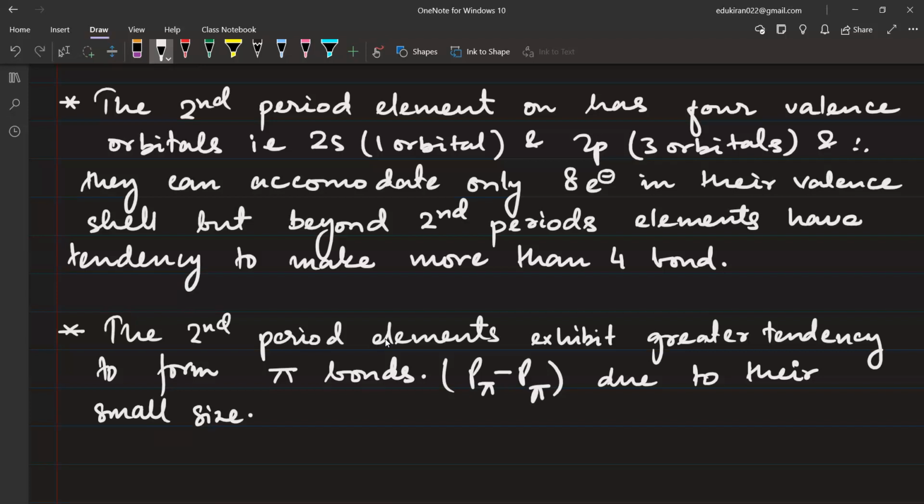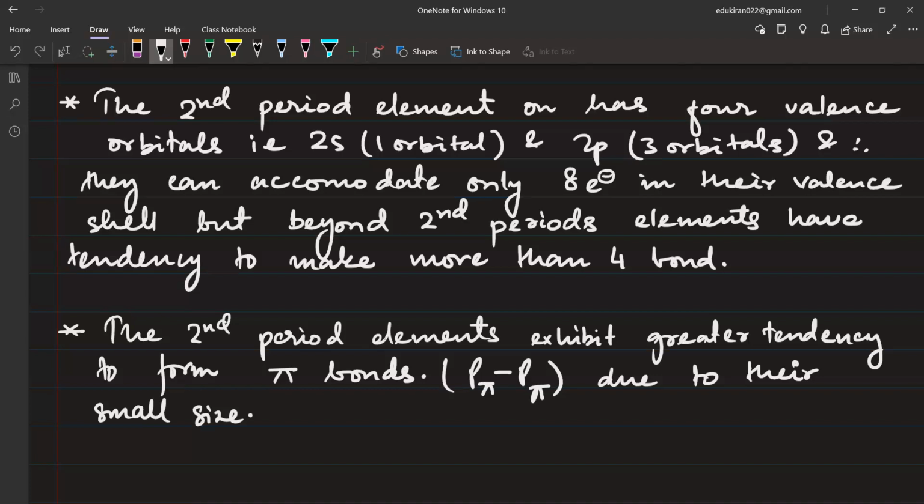ठीक है, तो what are the differences? First difference is that if I look at the group 1 and group 2, so lithium and beryllium, they form covalent compounds, and rest of the subsequent elements, they form more of ionic compounds. But if I look at the second period elements, they cannot form more than 4 bonds. That means they cannot have more than 8 electrons in their valence shell.